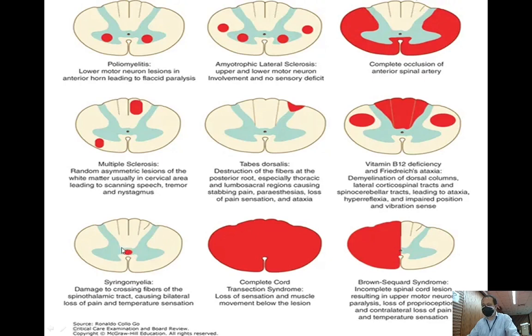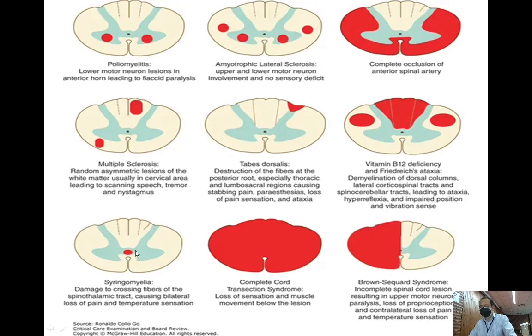Syringo is a term that means cavity. So when you say syringo, it refers to a cavity. So syringomyelia means a cavity in the gray matter. Damage will be to the crossing fibers of the spinothalamic tract, causing bilateral loss of pain and temperature sensation. So what is happening here is that the lesion is somewhere around the central canal. Sometimes it does not remain restricted to the gray matter alone, but may involve the white matter as well.